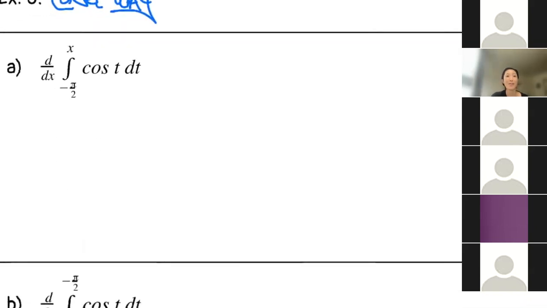Ooh, so many letters and symbols, right? d/dx of the integral from negative pi over 2 to x of cosine t dt. All right, let's start with this part. What does this yellow part tell us to do? We've seen these symbols. What do they tell us to do? It's asking for the derivative. Okay, I would agree. d/dx means find the derivative.